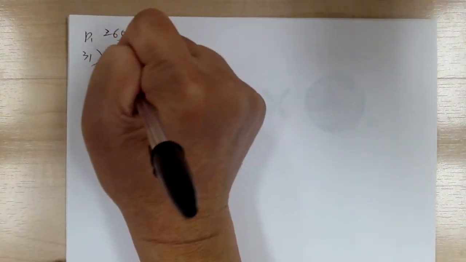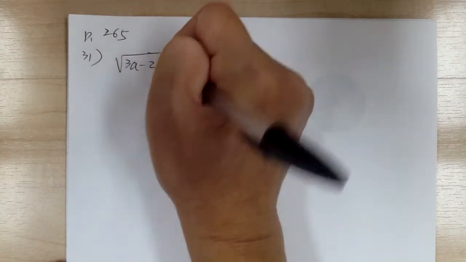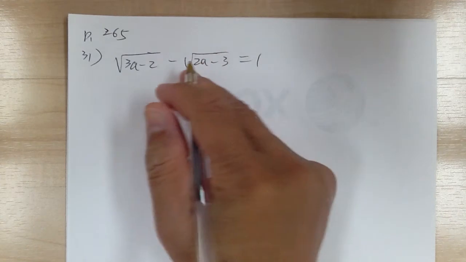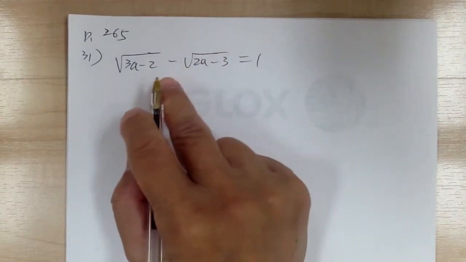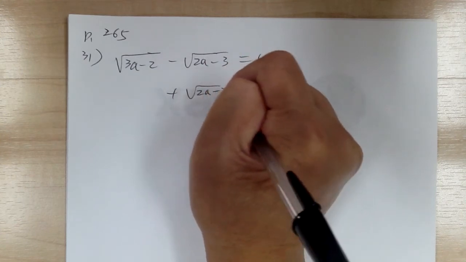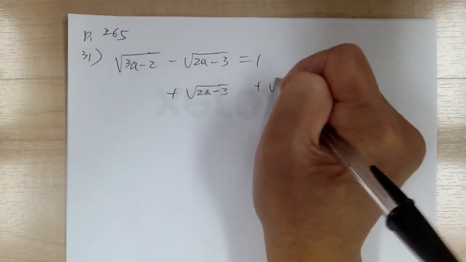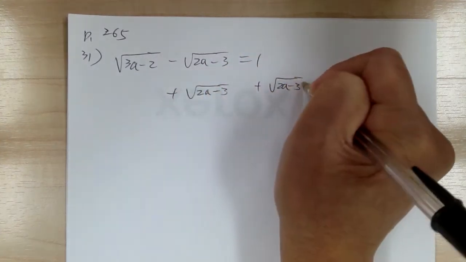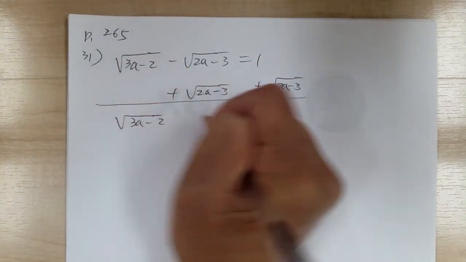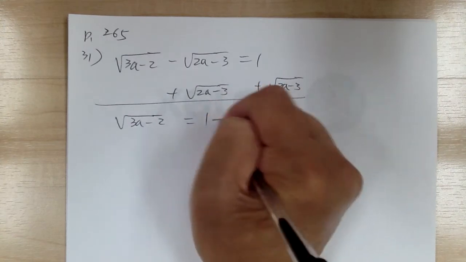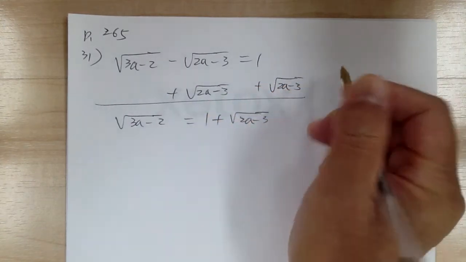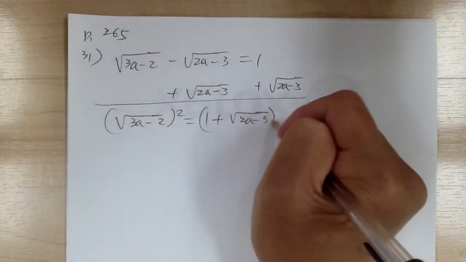Okay, you have the square root of 3a minus 2 minus the square root of 2a minus 3 equal to 1. So again, let's isolate one square root. Go and plus the square root of 2a minus 3. So you're going to get the square root of 3a minus 2 equal to 1 plus the square root of 2a minus 3. Then square both sides.